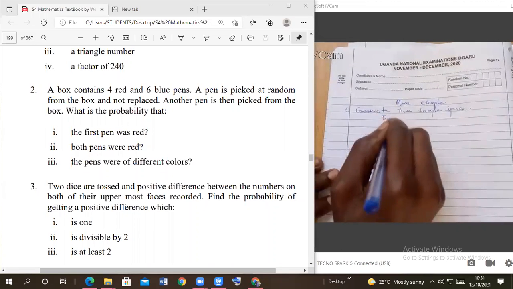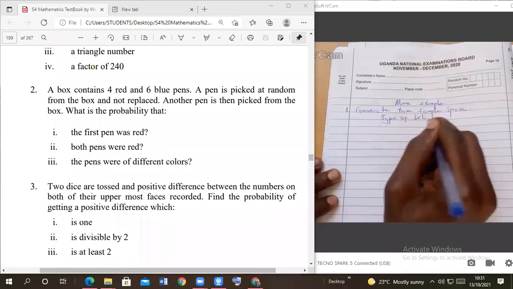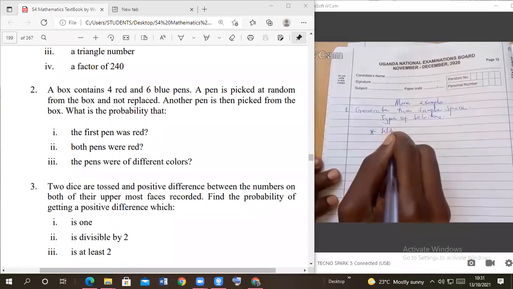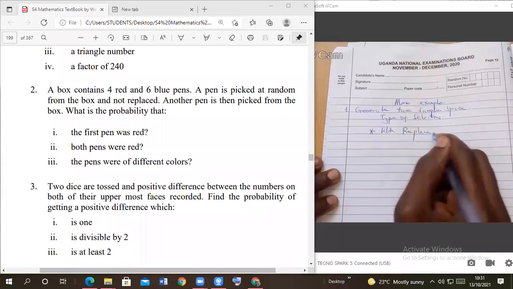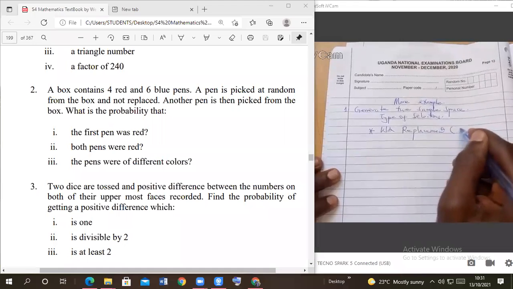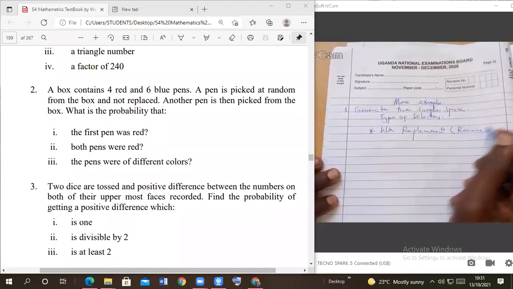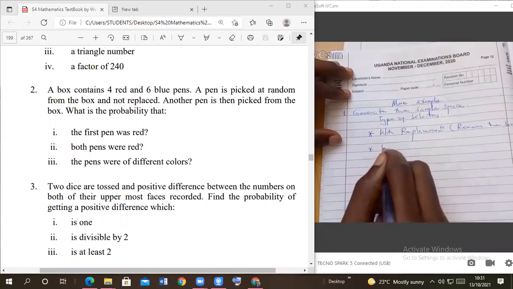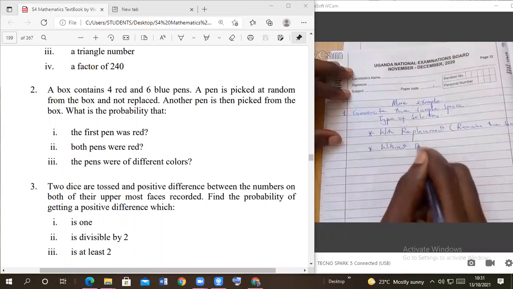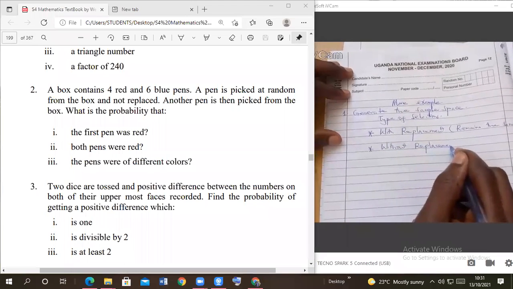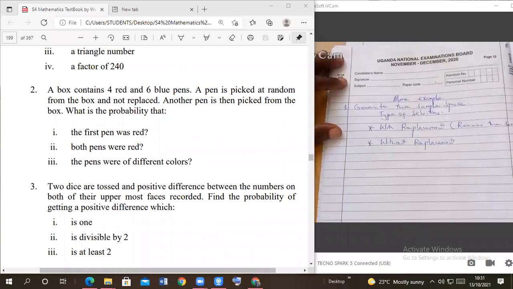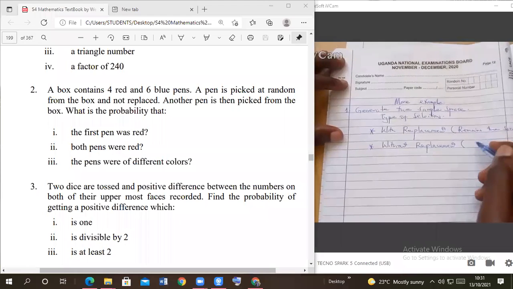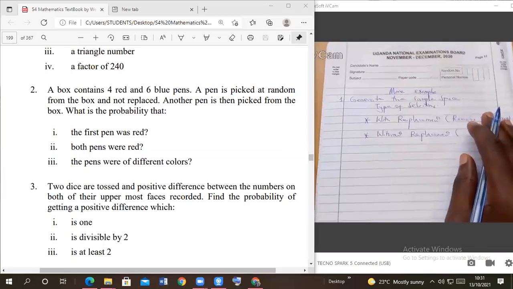If you remember, we said we have two types of selections. Who can remind us? We have with replacement, where the number of items remains the same. Then we have without replacement, where the number of items keeps on reducing, depending on the number of picking, or the number of selections or trials for that particular experiment.